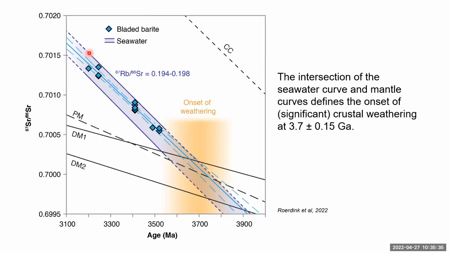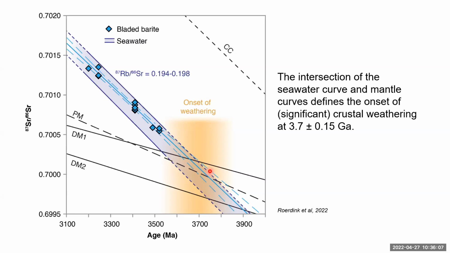Now, what is really new about this work is that because we have different barites throughout the whole Paleoarchean, we can try to extrapolate this seawater curve and estimate the time at which it started to deviate from the mantle curve. Of course, you can say this is unknown, whether this is a linear extrapolation or not, but I think this is the best we can do.